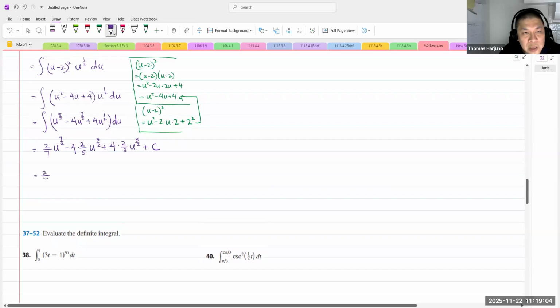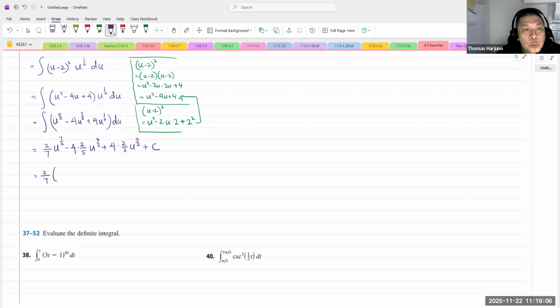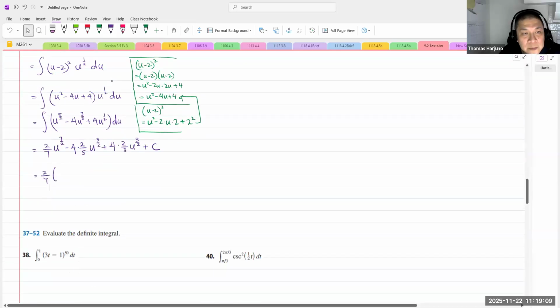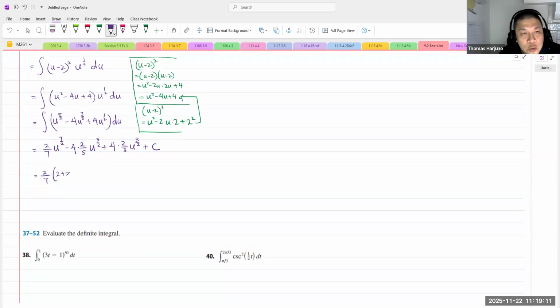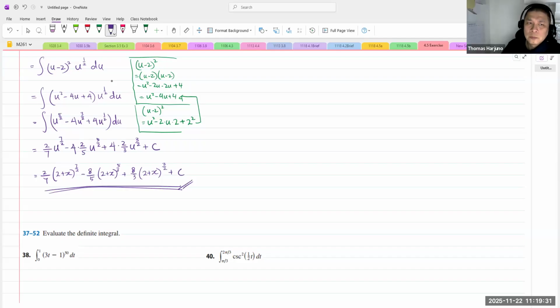This is 2 over 7. What is my u? 2 plus x. So 2 over 7 times (2 plus x) to the power of 7/2, minus 8 over 5 times (2 plus x) to the power of 5/2, plus 8 over 3 times (2 plus x) to the power of 3/2, plus constant. I believe our textbook is happy enough for you to go that far.